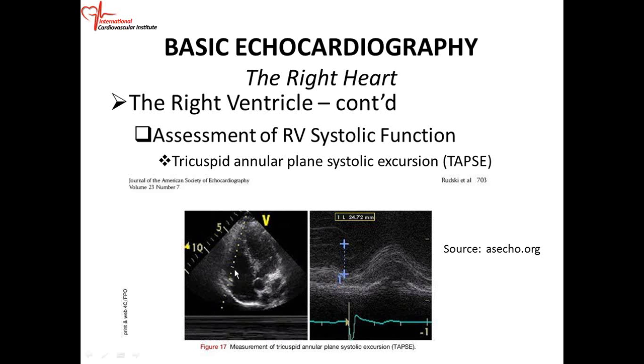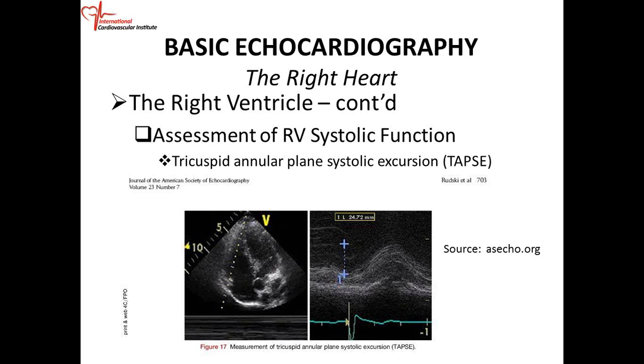And this is what you get in the M mode picture. It's flat here, and then in systole, the annulus moves up. So this excursion from the baseline up to the maximum point in systole, that's what you're measuring. That's your TAPSE. It should be more than 15 millimeters. M mode.